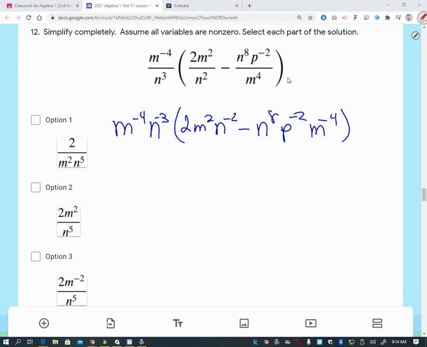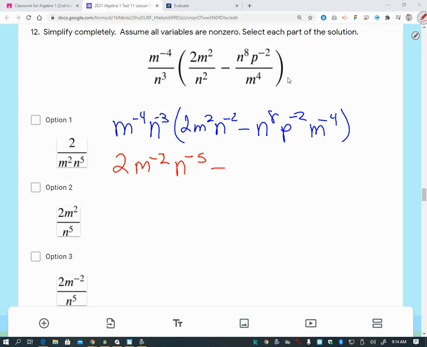So what am I multiplying 2 by? 1. Okay, so I have a 2. Okay, what about my m's? What do I write for m? M to the what? Negative second, because negative 4 plus 2 is negative 2. What about n? n to the what? Negative fifth. Good. Okay. Minus, right? Because 1 times negative 1 is negative 1.